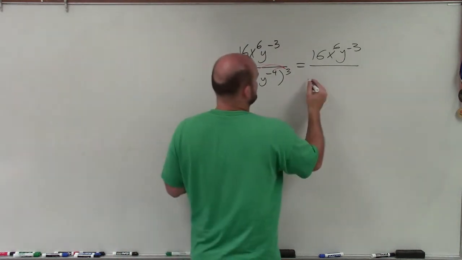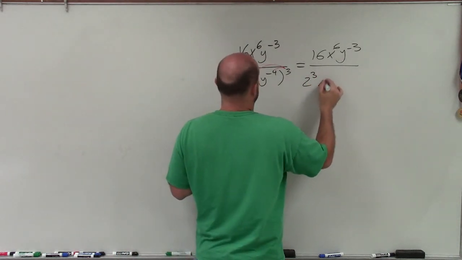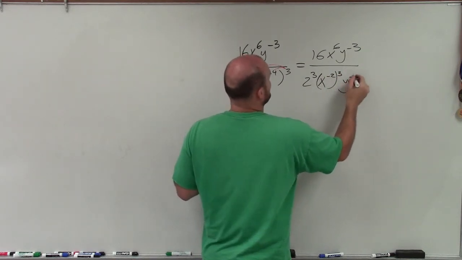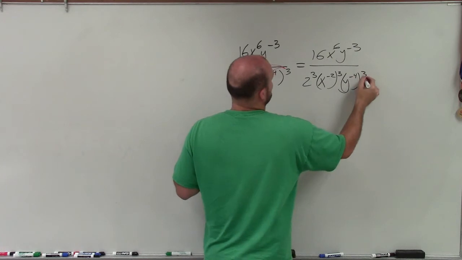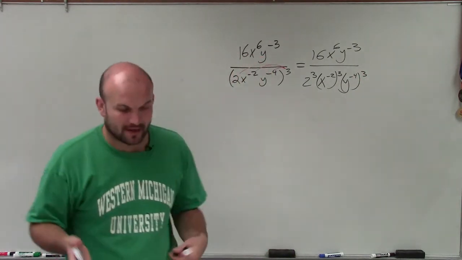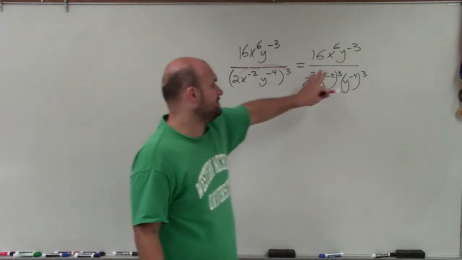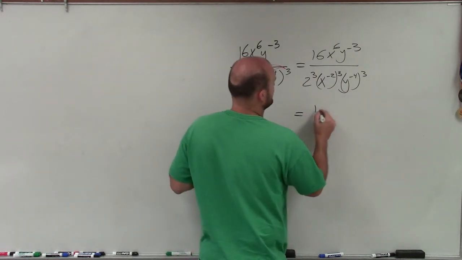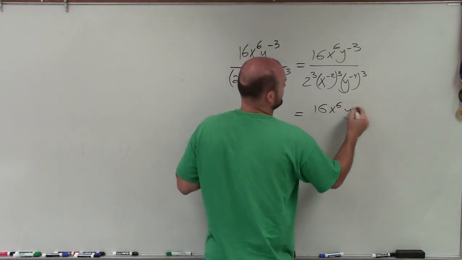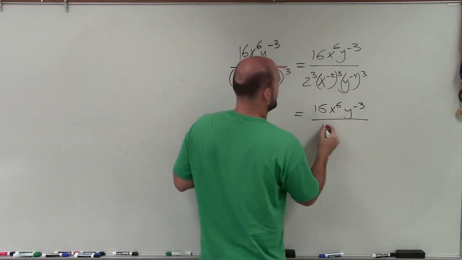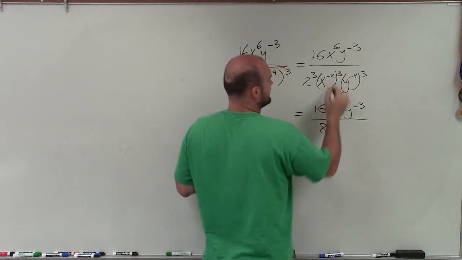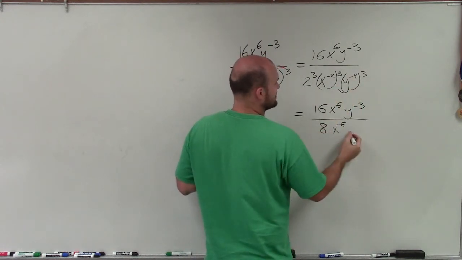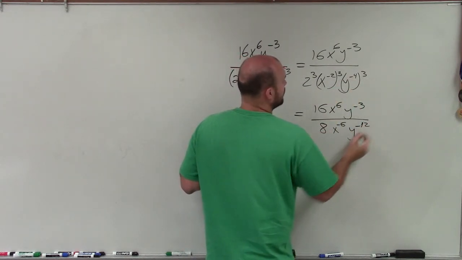So that's basically going to be 2 to the third times x to the negative 2 raised to the third times y to the negative fourth raised to the third. Now, hopefully, you remember the power rule states that whenever you have an exponent raised to another one, you multiply. So let's simplify. 2 to the third is 8. x to the negative 2 times 3 is x to the negative 6. y to the negative 4 times 3 is y to the negative 12.